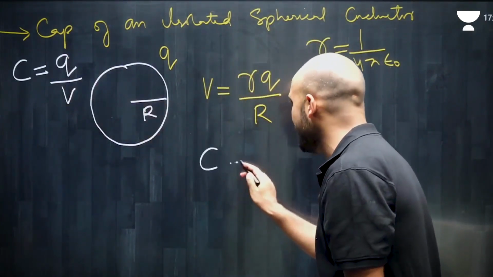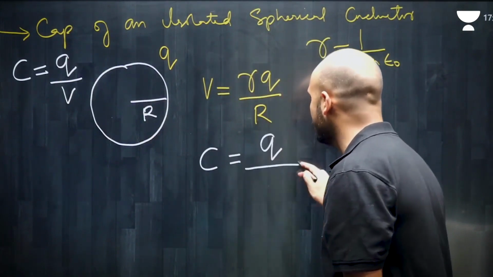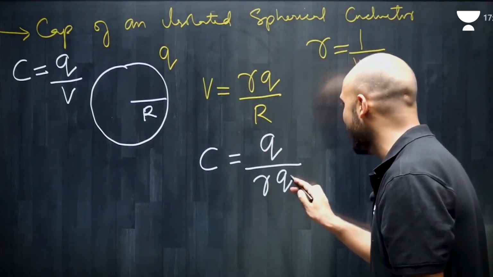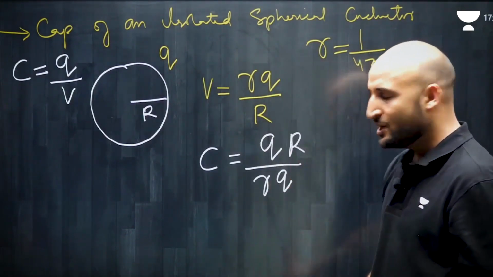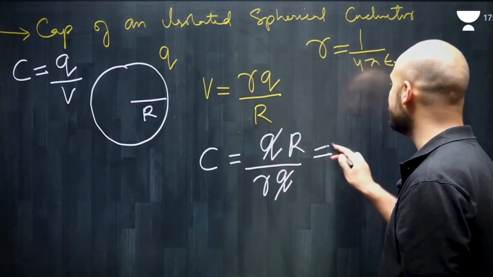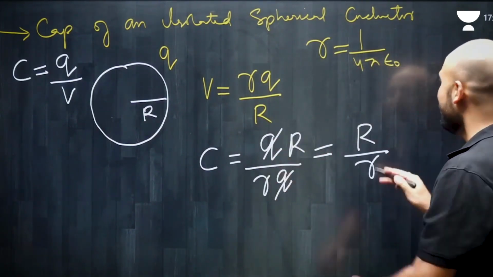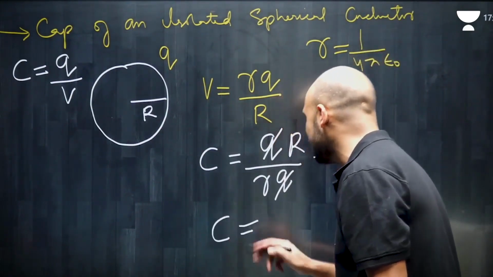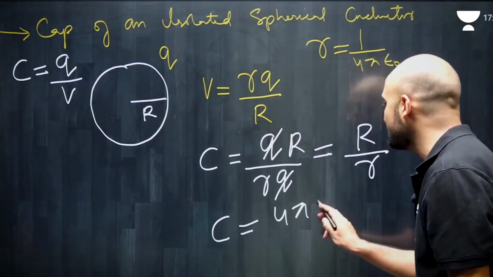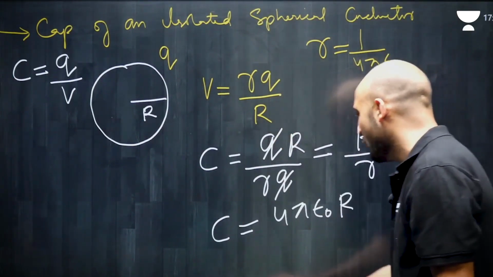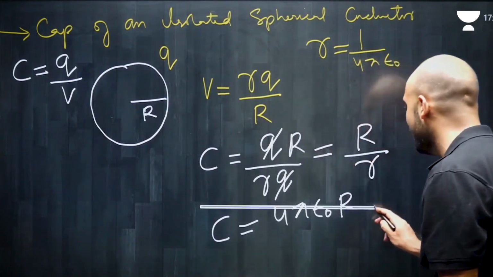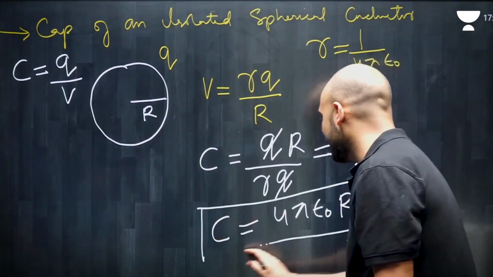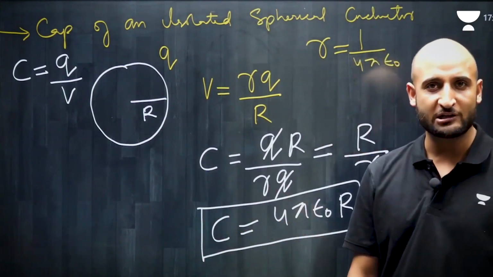So we know that C is equal to Q by V. So my C will be equal to the charge given, which is Q, and the potential that's developed on the surface is gamma Q by R. So I will write here gamma Q by R. R will come in the numerator. So this Q and Q will cancel, and all you get is R by gamma. Why this gamma is equal to 1 by 4 pi epsilon naught. So when I put the value of gamma here, your C comes out to be 4 pi epsilon naught into R. And this is the capacitance of an isolated spherical conductor. That's 4 pi epsilon naught R.